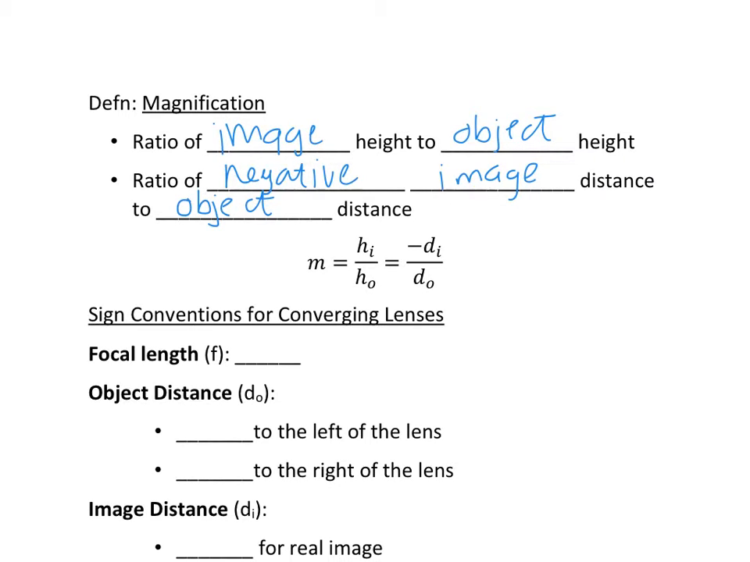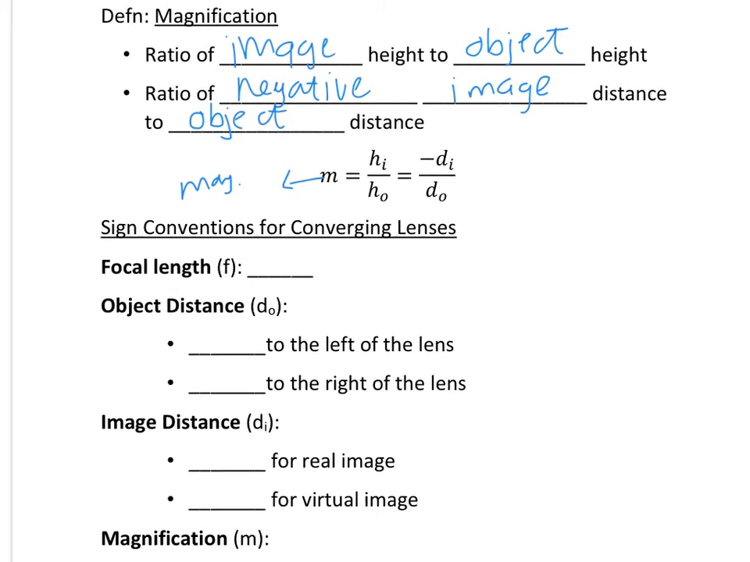M is magnification. HI, I for image, is the image height over the object height. Negative DI would be the negative image distance over DO, the object distance. So this is a three-way equation. Depending on what you're given or what you're being asked for, you'll use a combination of these.